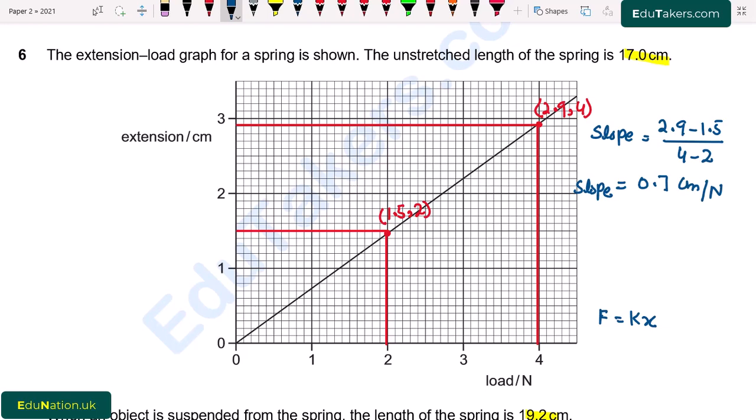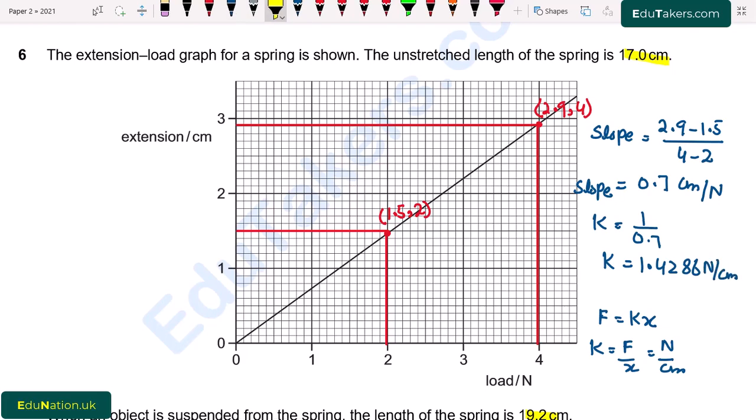But from here we can see that K is equal to F over x, and its unit is Newton over centimeter, not centimeter over Newton. So I just take the reciprocal of the slope to find out the value of the spring constant. So I write here K is equal to 1 over 0.7. So K will be equal to 1.42, and the unit is Newton per centimeter.